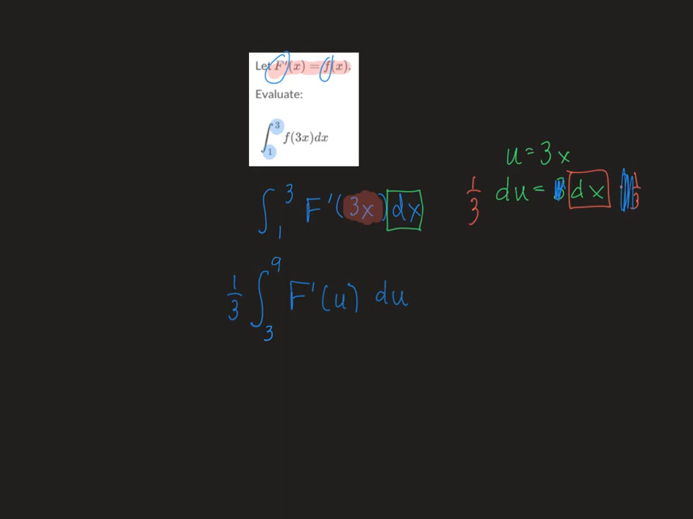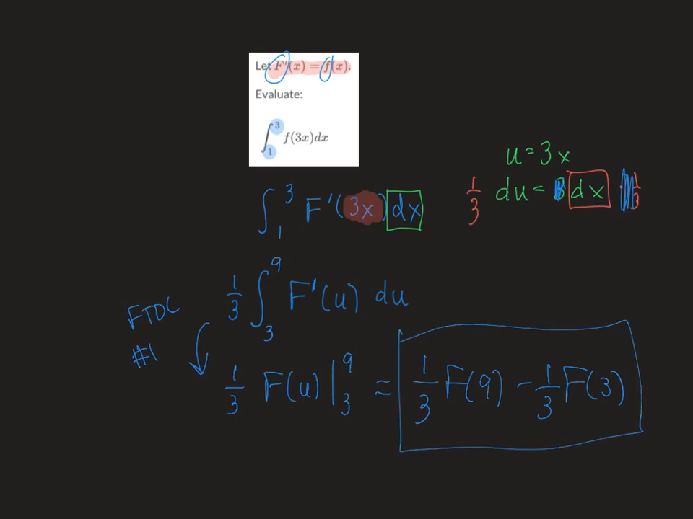And now the antiderivative of f prime is just f. So I get 1/3 big F of u from 3 to 9, limit shift to the end. This is what I used here is FTOC part 1. And now I just plug in each one of these. So I got 1/3 F of 9 minus 1/3 big F of 3. And these are capital F's here, not that lowercase f. So these have to be capital F's.